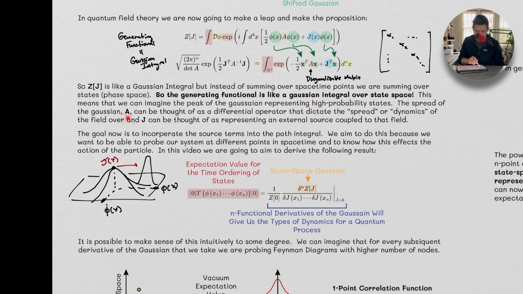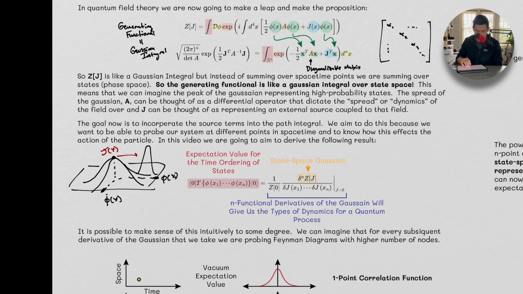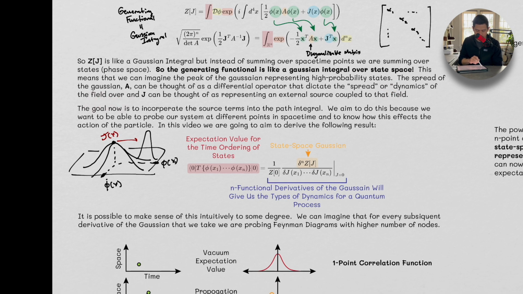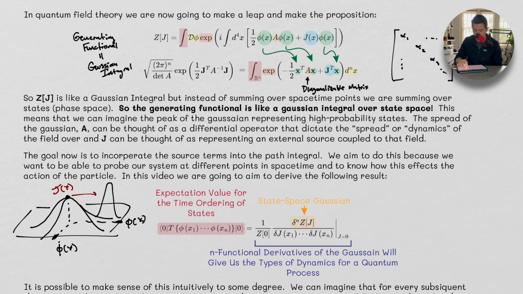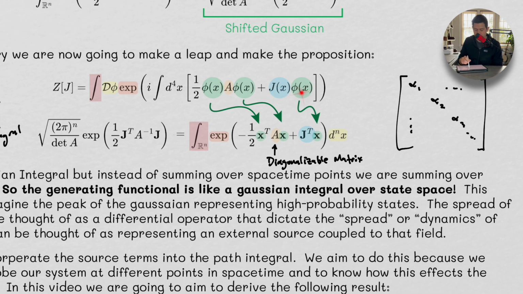All right. So this means that the peak represents high probability states. The spread of the Gaussian, A, can be thought of as a differential operator that dictates the spread of the dynamics of the field, and J can be thought of as representing an external source coupled to that field. Okay, it's coupled to the field because, again, it's being multiplied by the field itself.